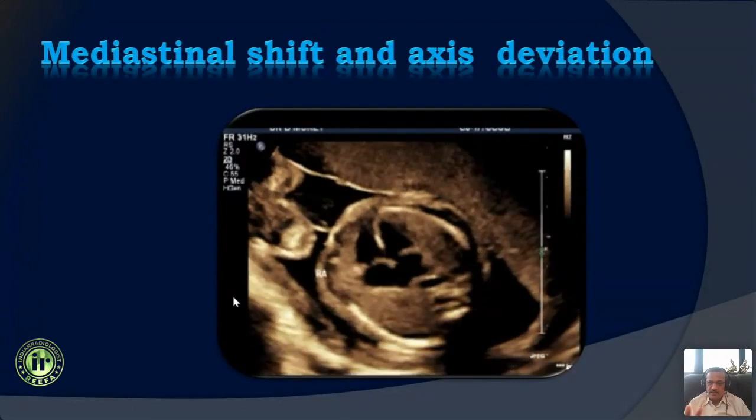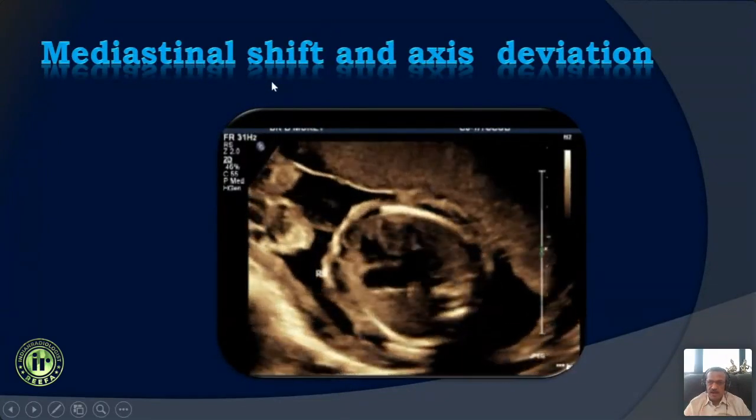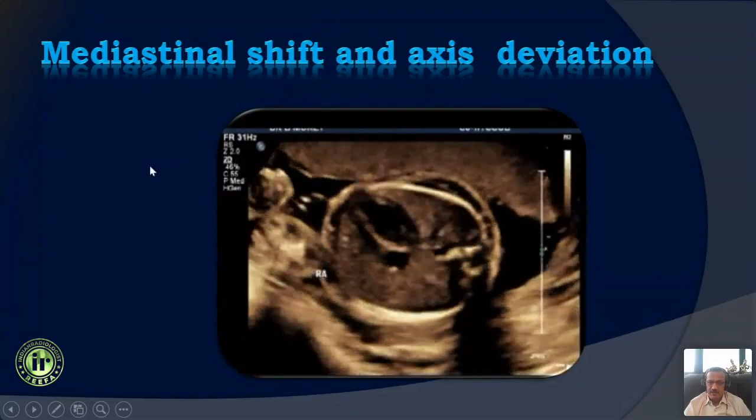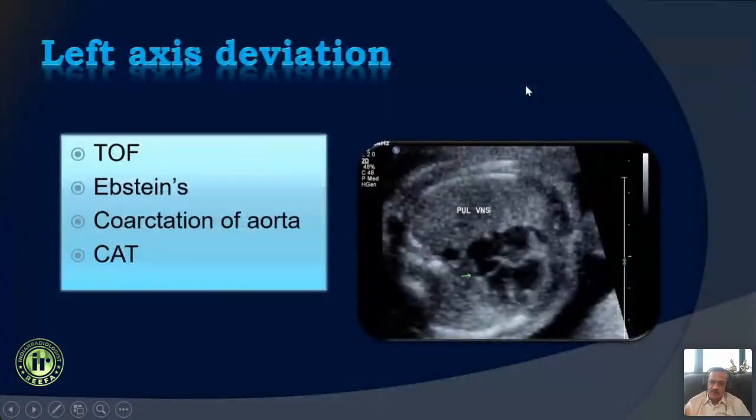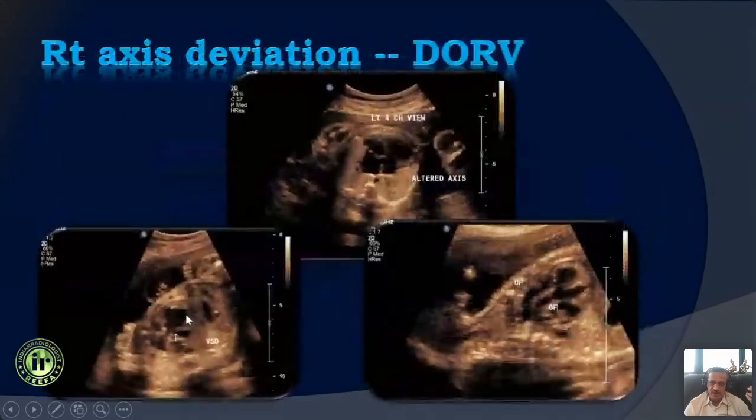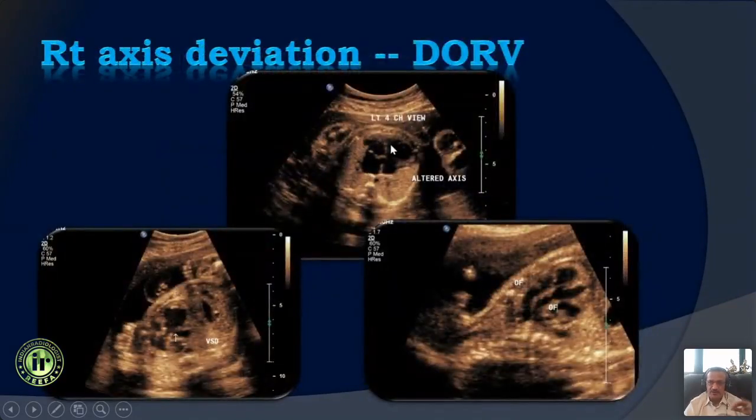Now, we need to understand a basic difference between axis deviation of the heart and a mediastinal shift. So normally we know that a heart is at a 45 degrees axis, and there can be a left axis deviation where the apex itself turns a little more toward the left, or there can be a right axis deviation where the apex goes towards the midline. Now, when you have an axis deviation, we always think of intrinsic cardiac anomalies. So typically when you have a left axis deviation, there are certain anomalies we think of, and when there is a right axis deviation with the line coming in the center, we need to think of some anomalies.